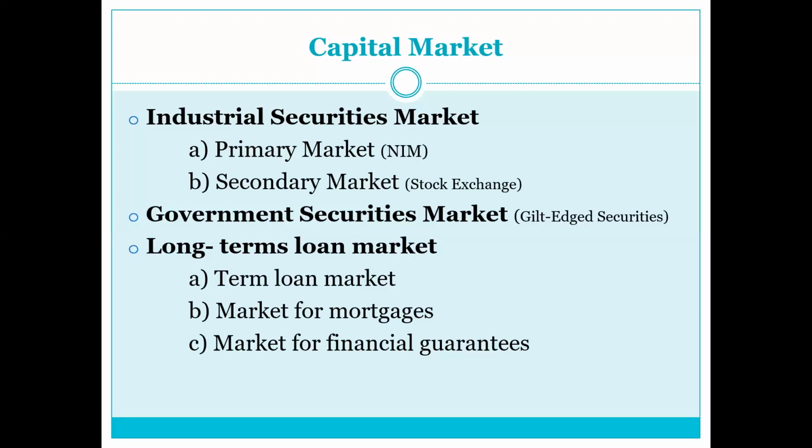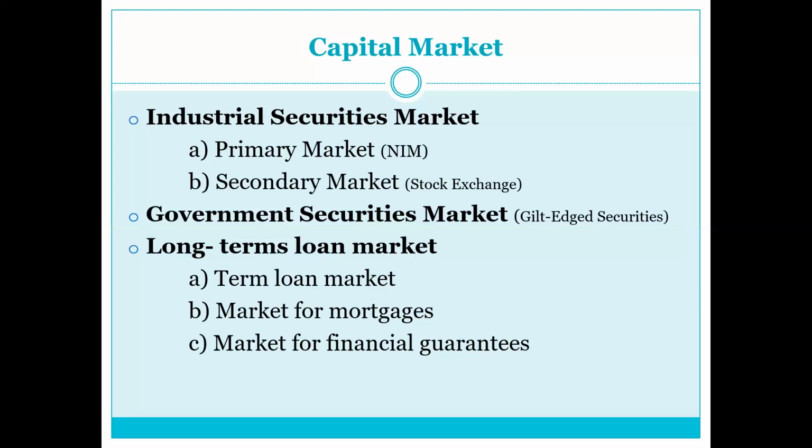Now, what is the market for mortgages? The term mortgage deals with giving loans for immovable property. If you are keeping your house as security and taking a loan, it can be considered a mortgage. If you're keeping your land as security and taking a loan, it will also come under mortgages. So the market for mortgages is the market for loans taken against immovable property.